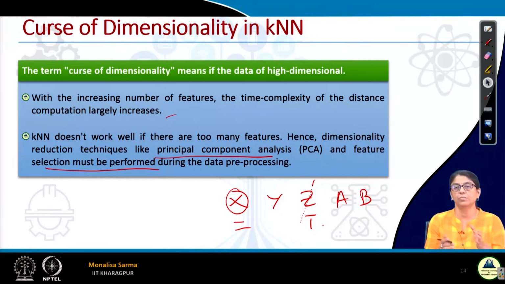If there are too many features, there are also some features which do not have any effect on the class label. So why unnecessarily drag those features along and find distances with them? There are different ways to reduce the feature set. Once we reduce the attribute set, KNN becomes quite good. Its main problem is the curse of dimensionality.